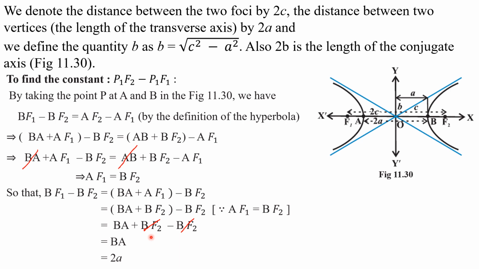In the definition, we defined the difference of distances from two fixed points as a constant. That fixed constant value is 2A. Understood this point, my children? In the case of ellipse, we have defined eccentricity. In the case of hyperbola also, we define eccentricity. Okay, my children, eccentricity of the hyperbola.